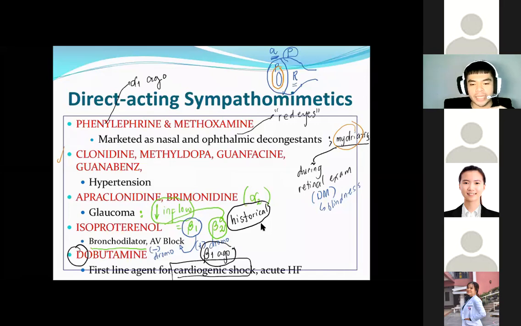By saying that this is a beta-1 agonist, do you think dobutamine is a cardiac acting drug? Is this a cardiac drug? Yes. Is this a stimulant or a depressant in the heart? Stimulant. Okay, stimulant. Kaya nakaka-counteract ang mga heart-related cases like heart failure.